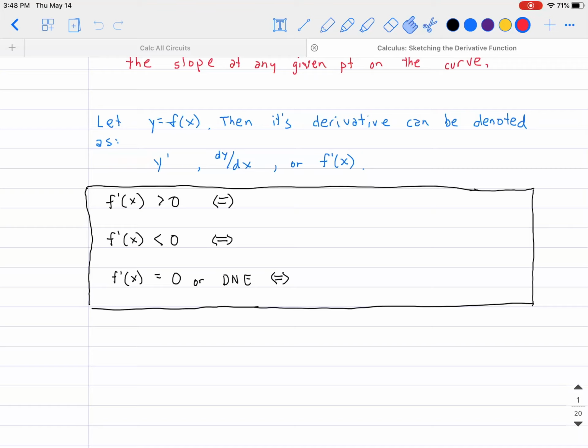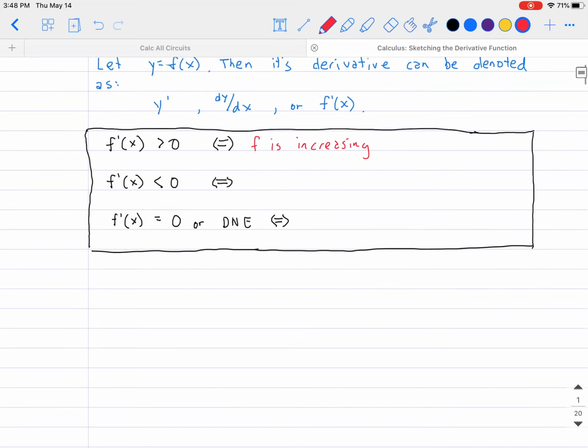Keep in mind that the derivative solves for the slope at any instantaneous point on the curve. So if f prime of x is greater than 0, that tells me the slope is positive, which in turn tells me that the function itself is increasing at that point. So let me write that in here: f is increasing at those values of x. Graphically, we would have something like this. You can see f prime is greater than 0 because your slopes are positive.